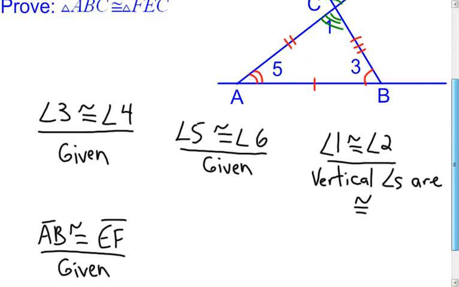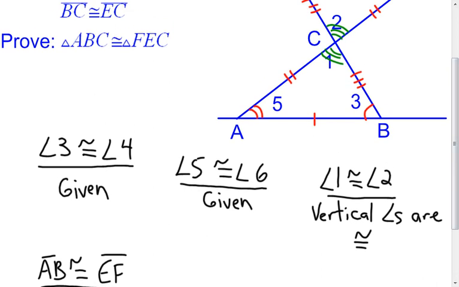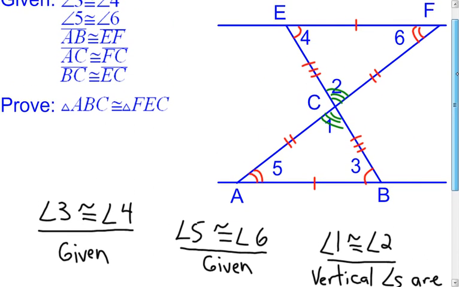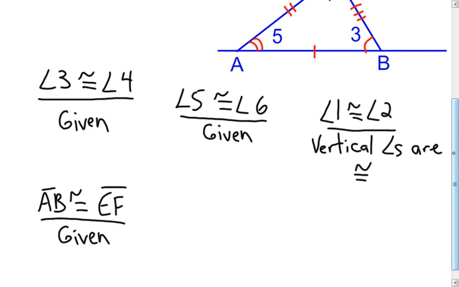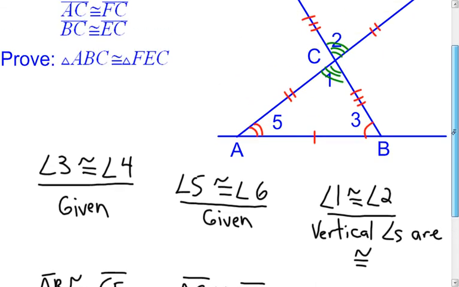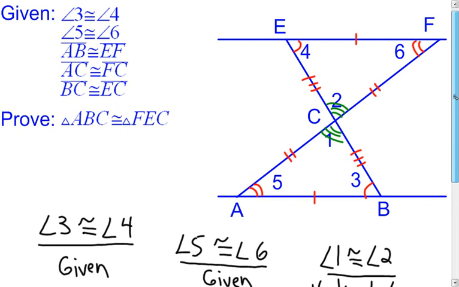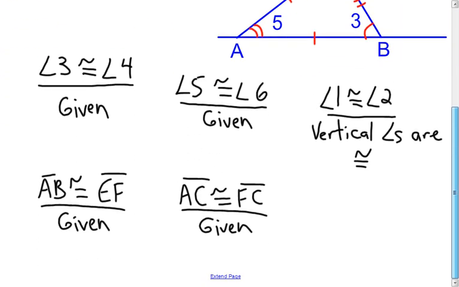Come up to my picture and find another thing. Well, now I'm going to look at the double ticks. So that's going to be segment AC and segment FC being congruent. Again, that was another piece of given information. And the last would be my triple ticks of segment BC and segment EC. So segment BC is congruent to segment EC, and that's given.